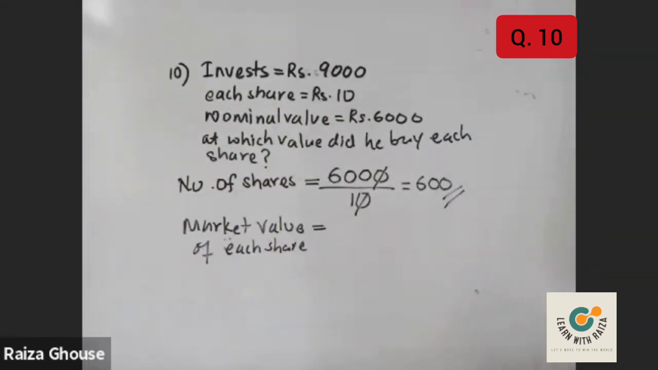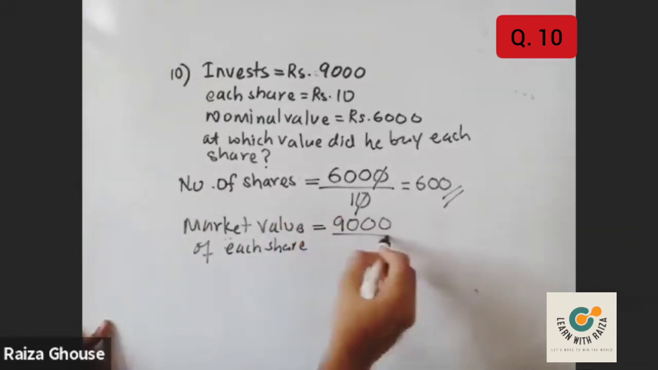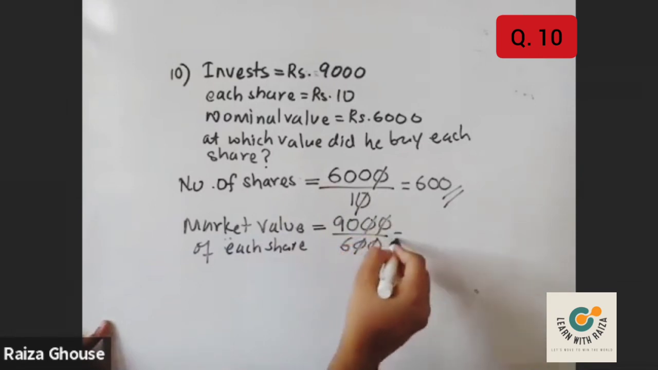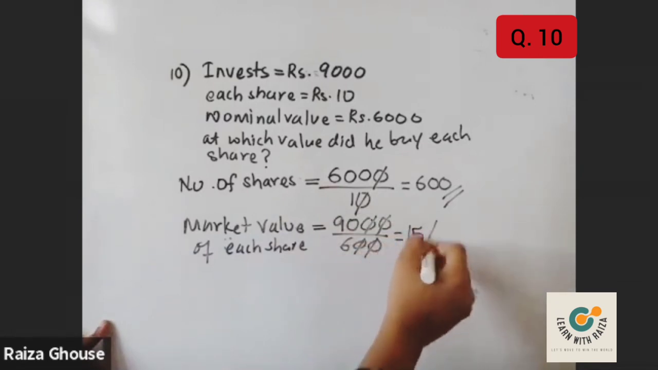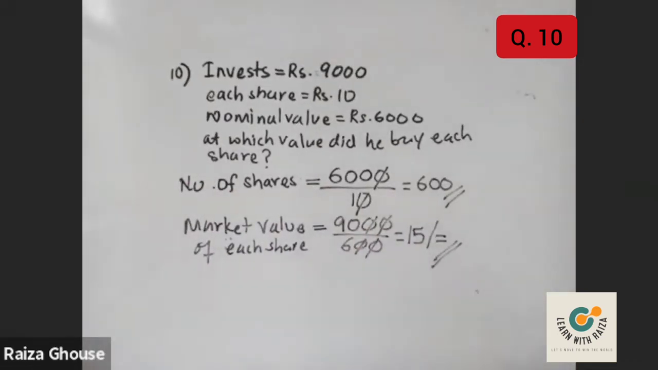These 600 shares are bought by investing 9,000 rupees. So what is the value of one share in the market? You have to divide the values. You are getting 15 rupees. The market value of each share is 15 rupees.